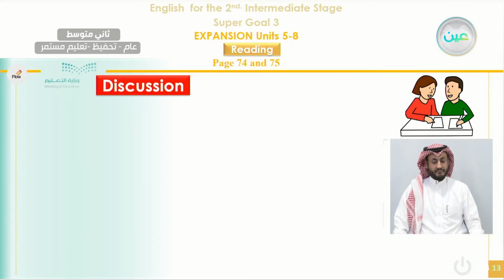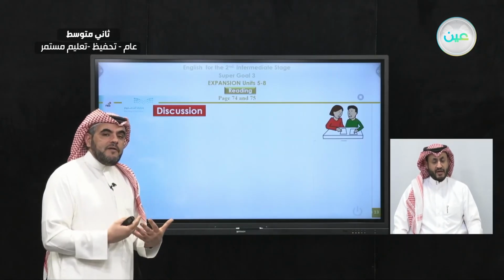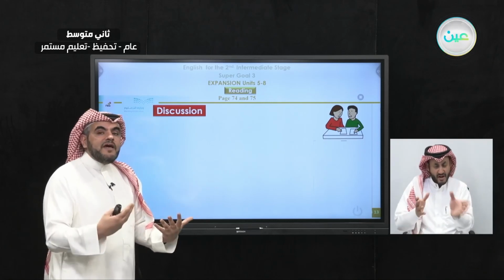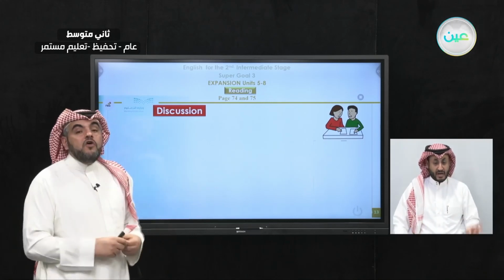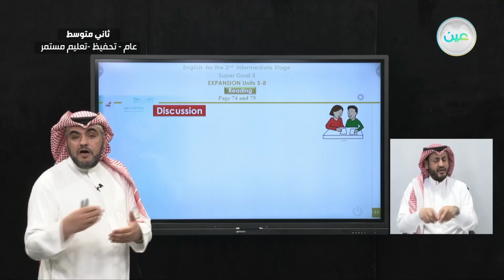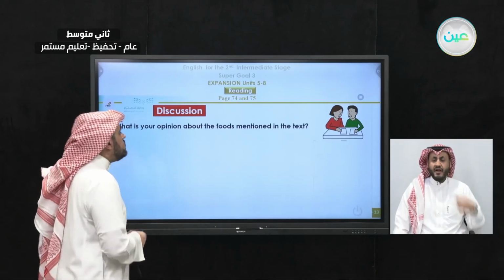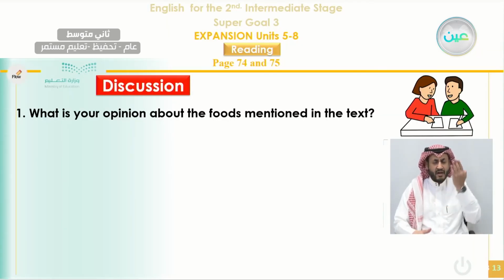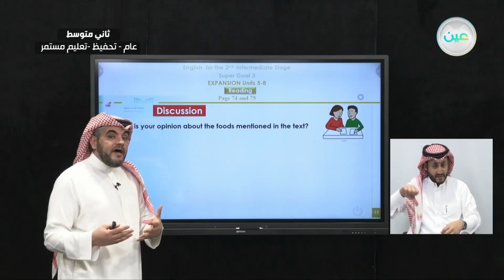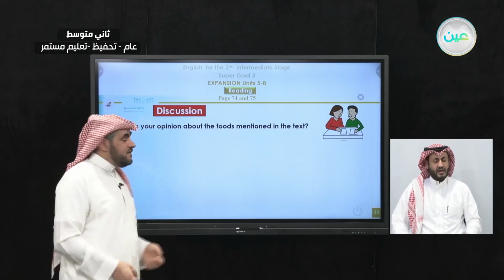And also after reading, now you have some information about the kinds of food. Now let's have a discussion, or you can have a discussion with your family or with a classmate or a friend about these things. What is your opinion about the foods mentioned in the text? What do you think? Some of these kinds of food you like, some you don't like, and some you need more than others. So you have to discuss that.